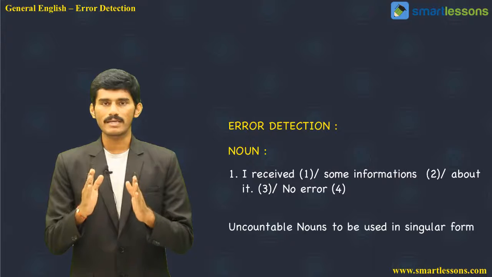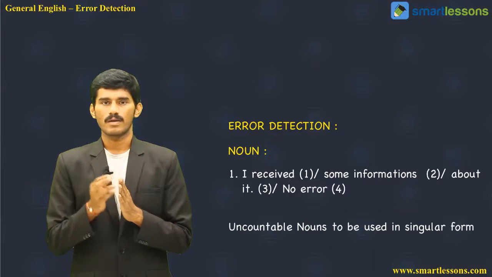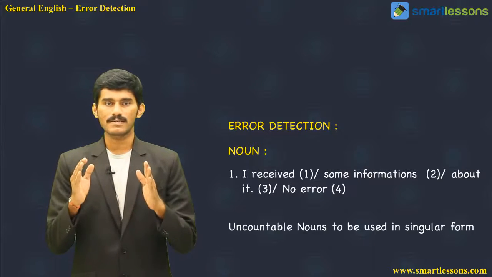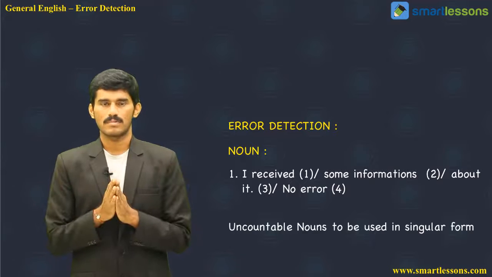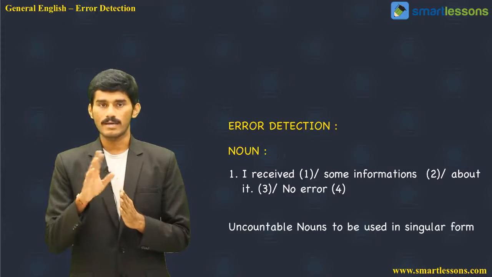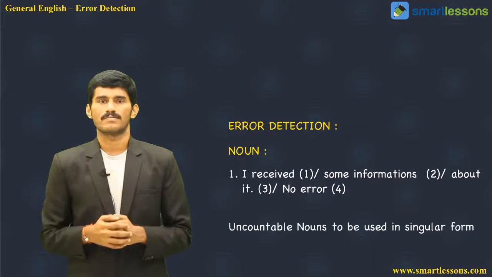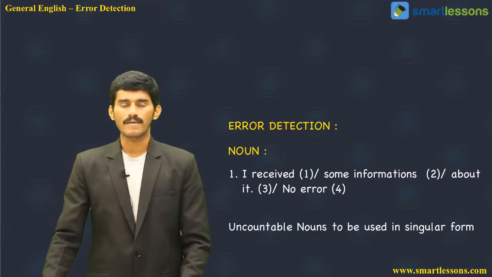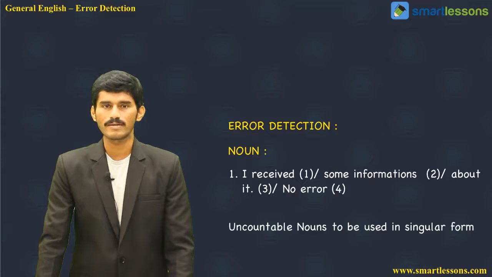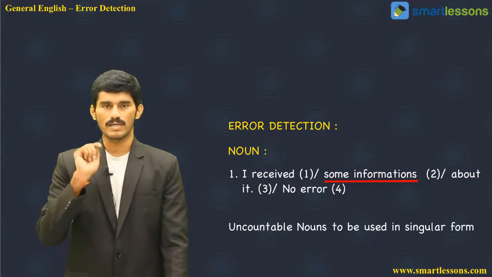If you want to make it singular and plural, you have to say a piece of information, or 2 pieces of information, or many pieces of information. You cannot add S to the word information because it is an uncountable noun. So here in the second part there is a mistake. Your task is just to find out the mistake, not to correct it. So your answer will be 2 here.